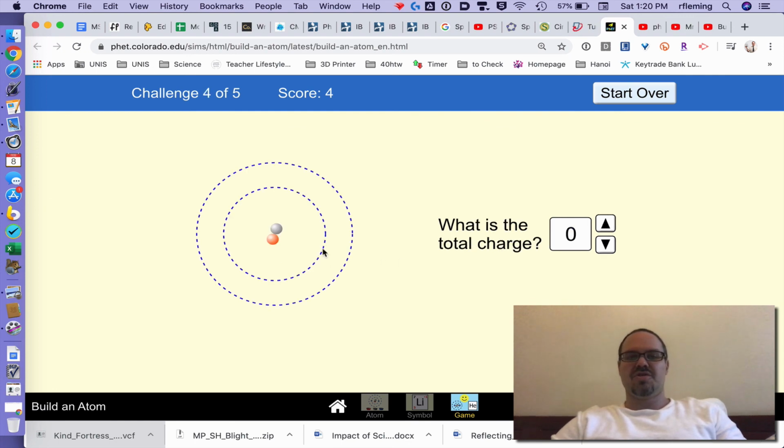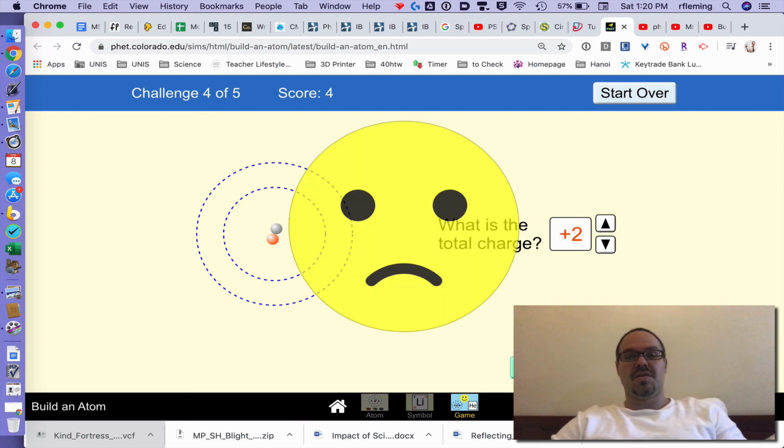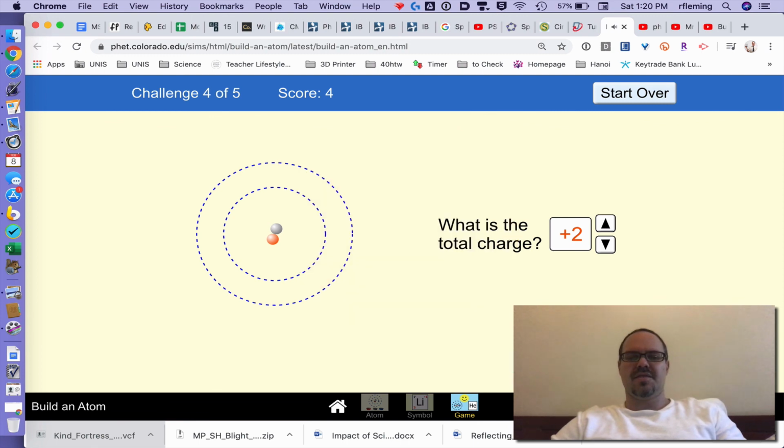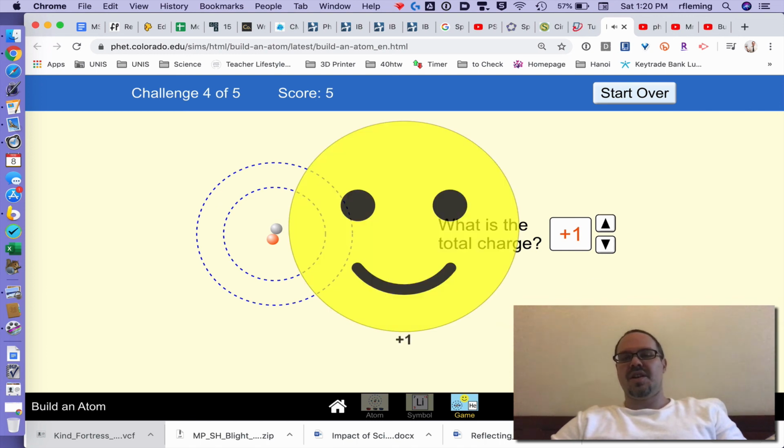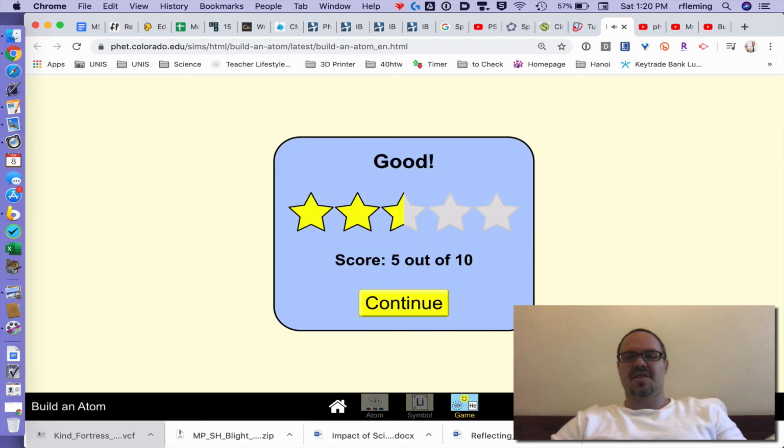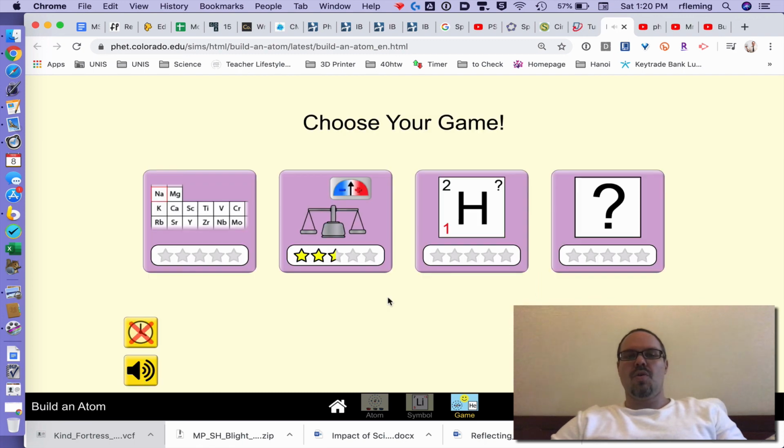Or I could try a different number. What's the total charge? There's 2 things here. Does that mean it's 2 positive? Hint, that's wrong. Oh, try again. No, it's only 1 positive because a neutron is neutral. Check. Okay, and once I get to the end, you would get your score. You can screenshot this, or once you do all 4 of them, you'll have your stars here, and you do 1 screenshot of the whole thing. I hope this helps.